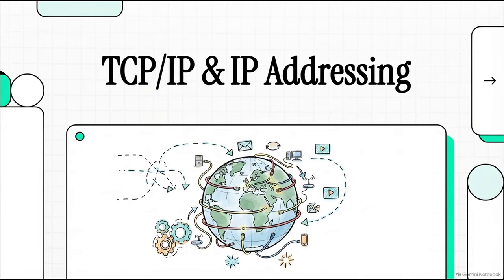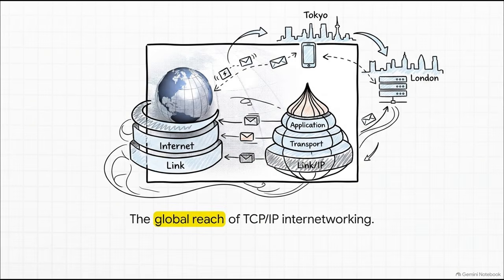If you've ever wondered how a message travels from your screen to the other side of the planet in a matter of milliseconds, well, you are absolutely in the right place. Because the network spanning our world isn't just magic. It's a highly structured, layered system of rules known collectively as TCP/IP internetworking.